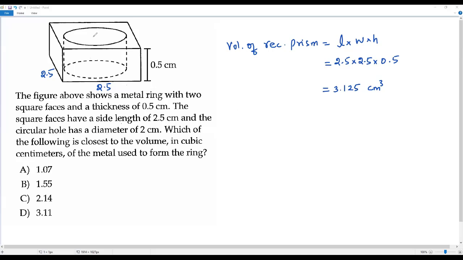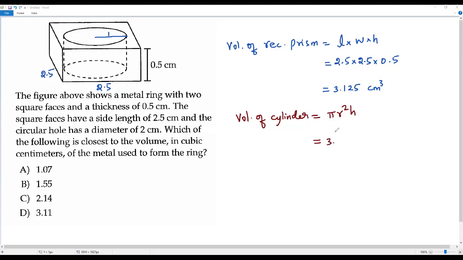Okay, so what is the shape of the hole we have in the middle of this rectangular prism? Clearly it's in the shape of a cylinder and its diameter is 2 centimeter. So the radius will be half of the diameter, that is 1 centimeter. Now let me find the volume of the metal inside the hole. That volume can be found using the volume of the cylinder because the hole is in the shape of a cylinder. Let me write it. The formula to find the volume of a cylinder is pi times r squared times h.